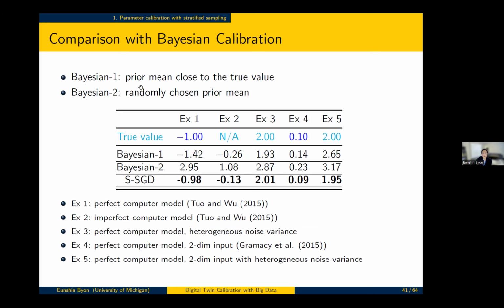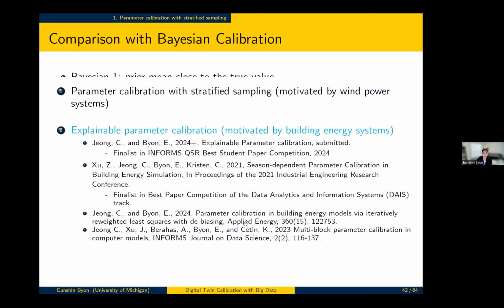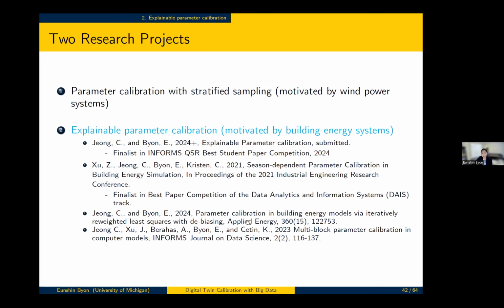We consider 2 Bayesian calibrations depending on how we set the prior. And you can see in the numeric examples, which are taken from the literature with different problem structures, that our approach, SSGD, really generates estimates close to the true value, but Bayesian approaches sometimes deviate from the true values. Okay, so this is the first project, and I will move on to the second project. And I guess we can take questions after I finish the presentation.